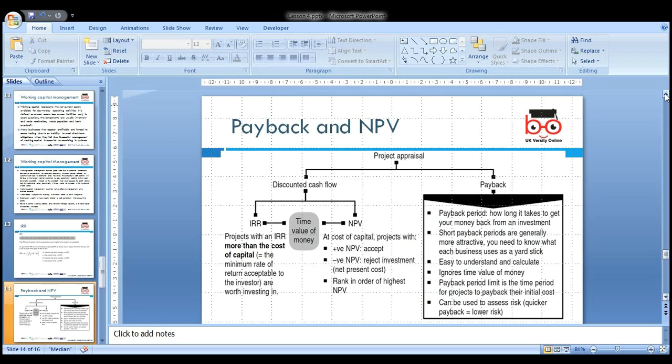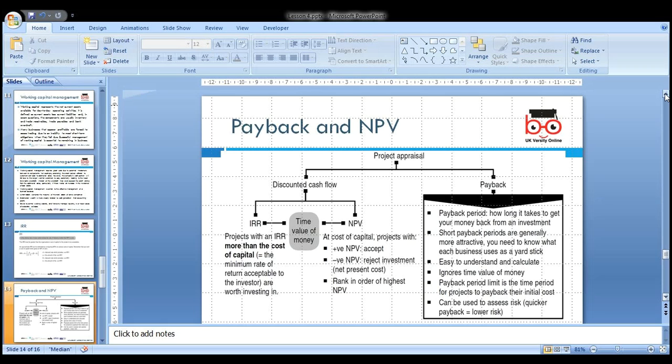Payback period is how long it takes to get your money back from an investment. You borrow the money and you invest it, but the longer the payback, the more it costs. So a short payback period is generally more attractive, and you need to know what each business uses as a yardstick.